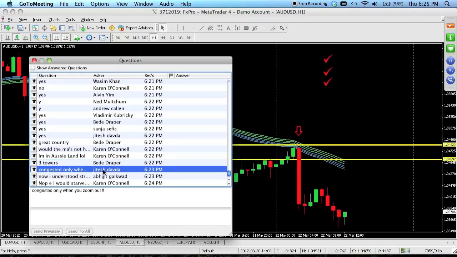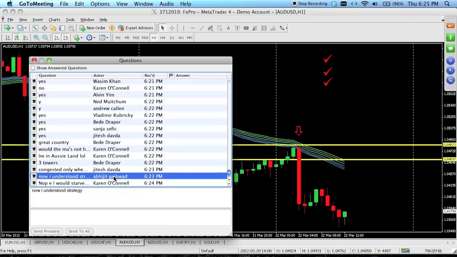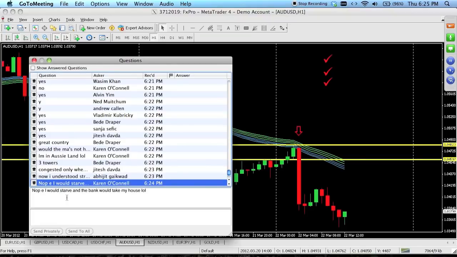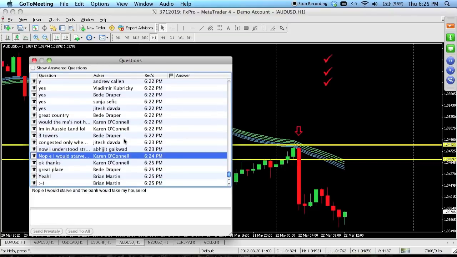Okay, B, three towers congested only when you zoom out. Okay, we'll take a look at that. And Abhijit, now I understand the strategy. Okay, very good. Karen, nope, I would starve and the bank would only take my house. Okay, yeah, so $24 is not worth it.